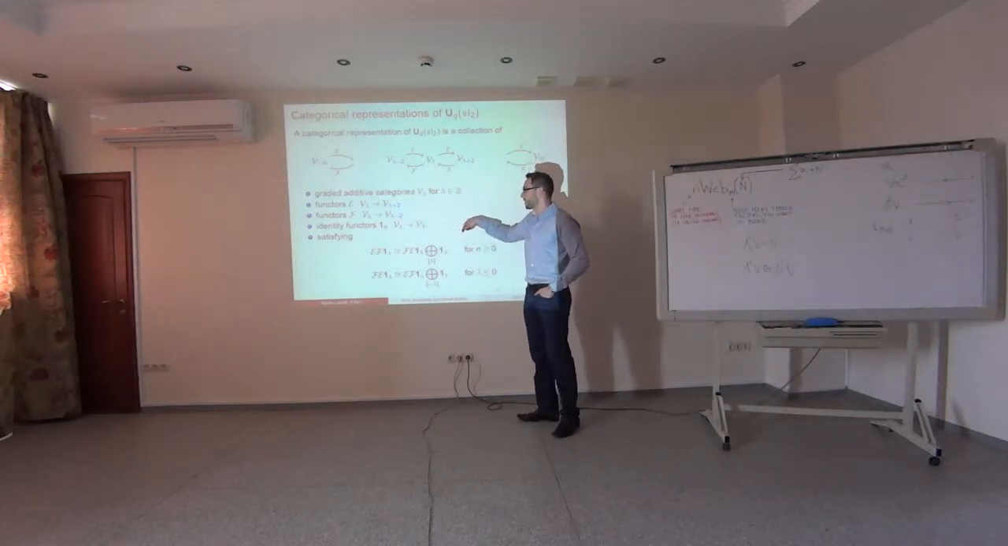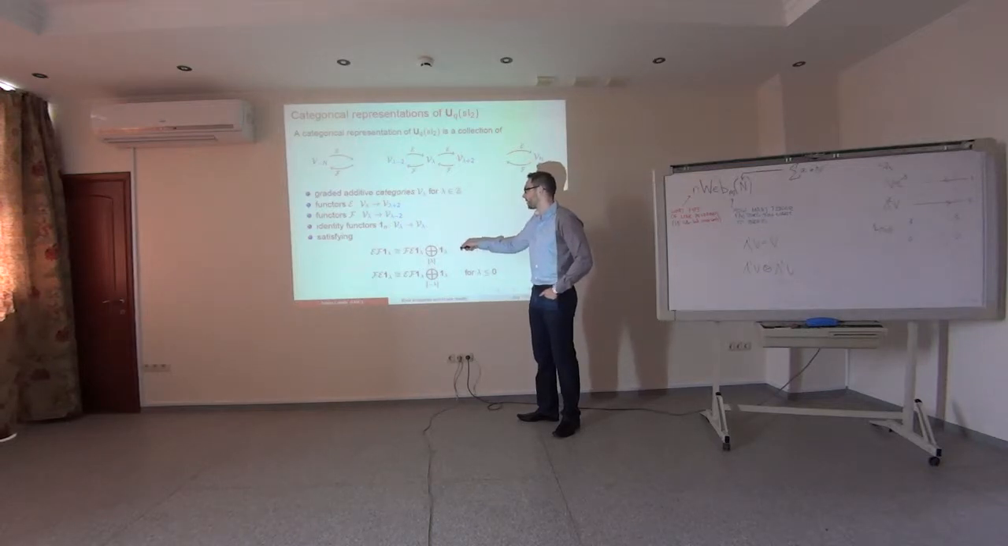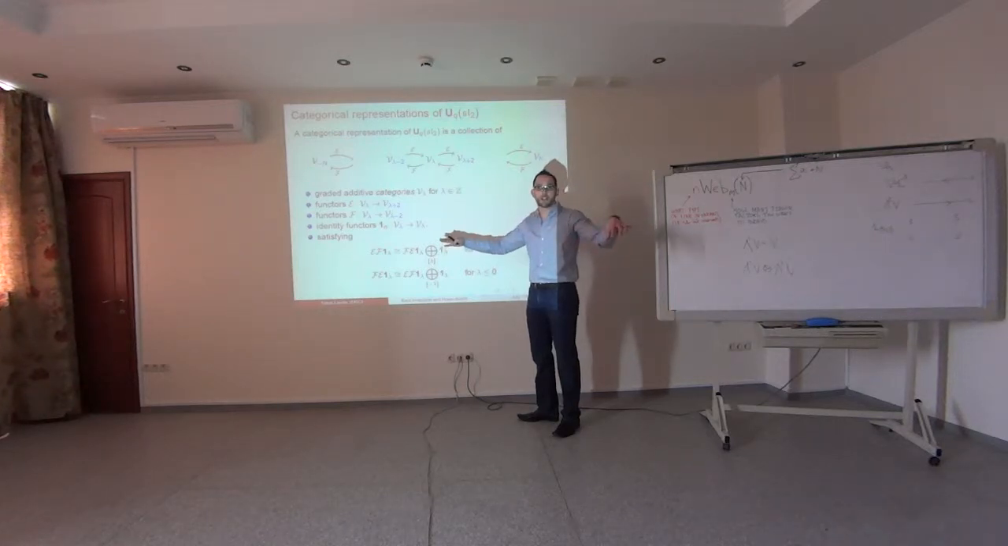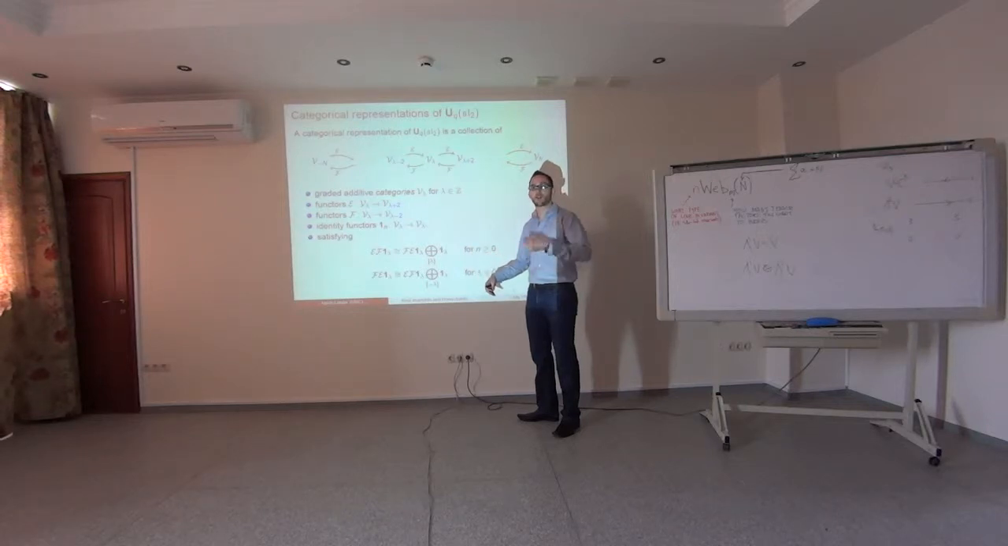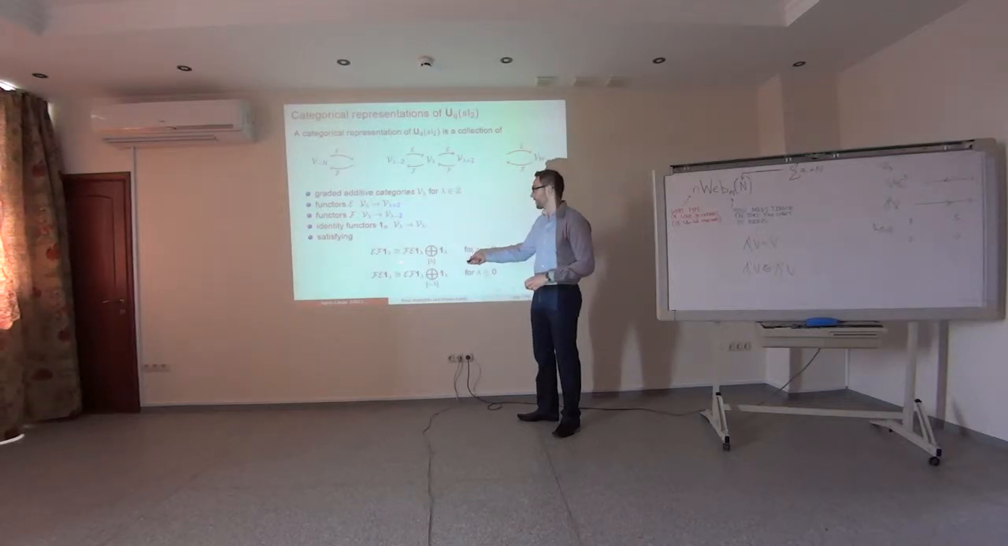And we just want these functors to satisfy isomorphisms, actually should be a lambda too, sorry. We want these functors to satisfy isomorphisms. So it says that the functor of applying F and then E is isomorphic as functors to the functor of applying E and an F, direct sum, a bunch of copies of the identity functor with their gradings shifted. So we're looking for categories with functorial actions of the quantum group subject to these isomorphisms.